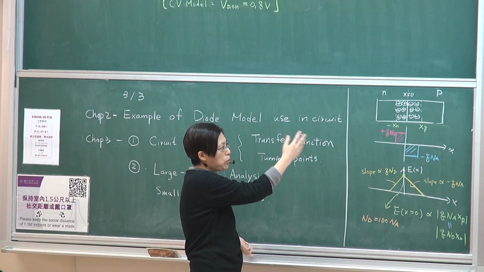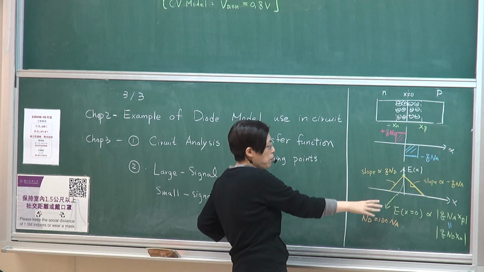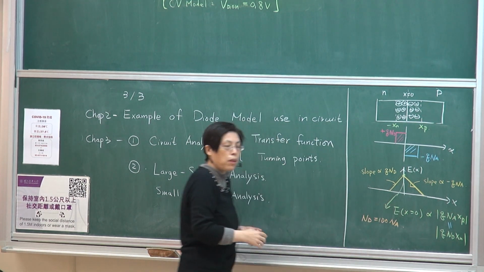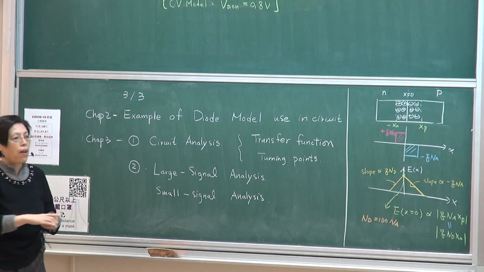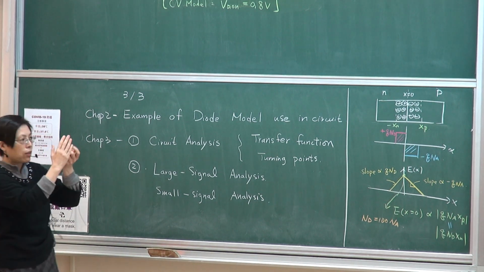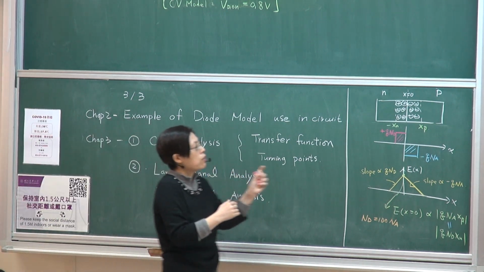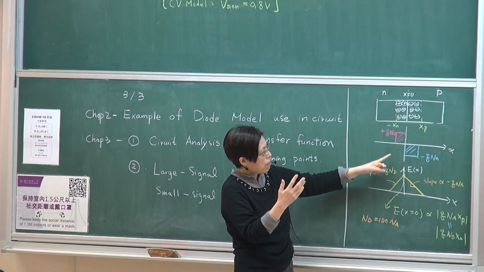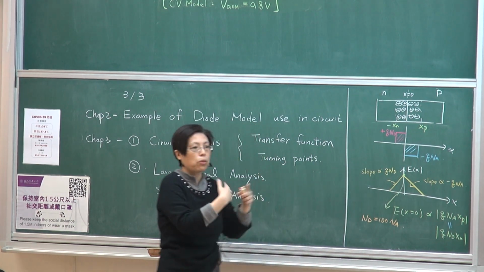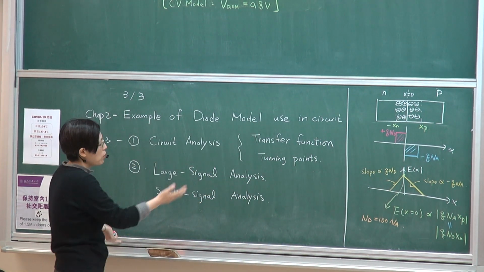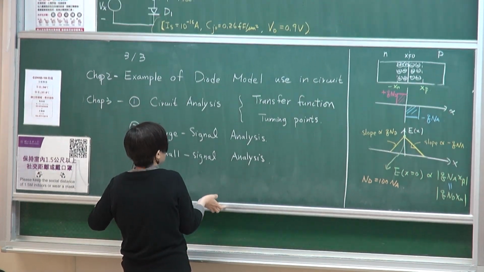So you should be able to do some exercise on plotting when there are changes in doping concentration. How does it affect depletion? How does it affect the shape of your slope? How does it affect your distribution of electric field or potential? Okay, so you can do the exercise on your own.